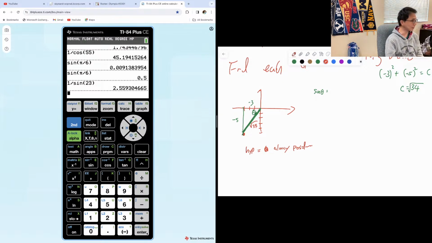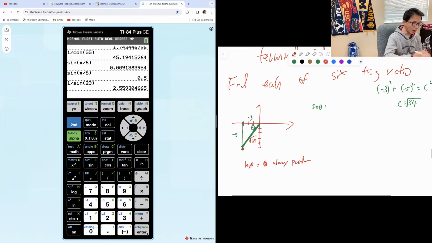Hypotenuse is always positive. That's the trickiest part. Okay? So then all you gotta do is write down this one's opposite over hypotenuse. So opposite is what? -5 over root 34. Shall you rationalize? Yes, of course, because you're still in pre-calc. So that will be your answer.